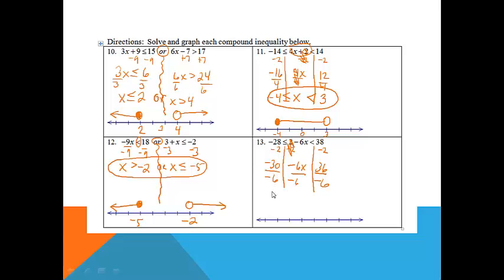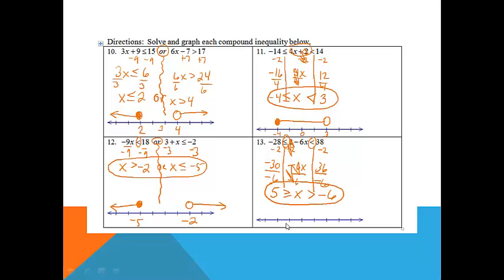So when I do that, negative 30 divided by negative 6 is 5. In the middle, I'm just left with x. 36 divided by negative 6 is negative 6. Okay, I divided by a negative, which means these two signs need to switch the way they're going. So this is going to become a greater than or equal, and the second one becomes a greater than. So that's my solution. Now I'm ready to graph it.